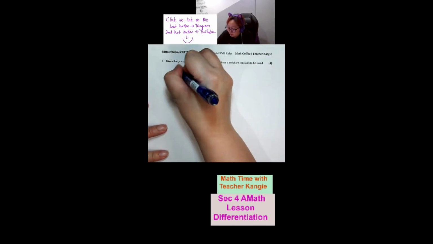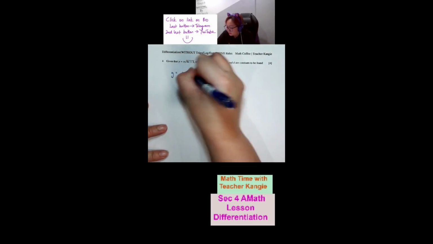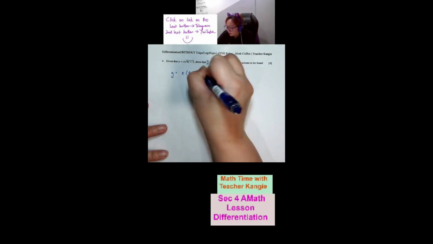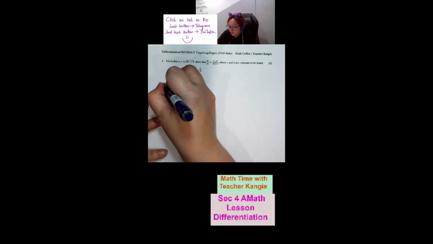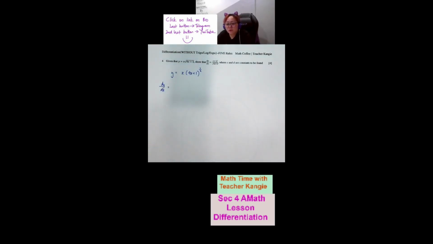So I'm going to change this to x multiplied by 4x plus 1 to the power of half. So let's do our dy dx. I hope by now you're already experts, huh?